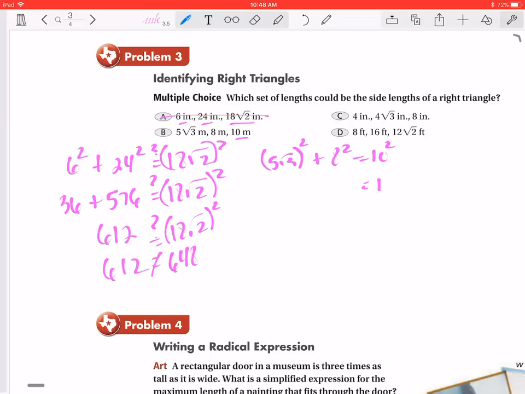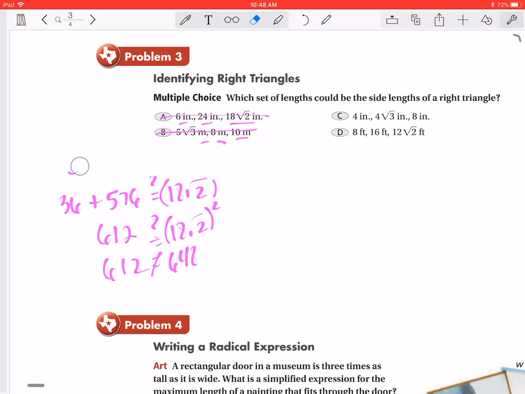All right, so 10 squared is 100, 8 squared is 64. Now let's put it in our calculator. We're going to put 5 square root of 3, sorry, and square that. That's going to give us 75. 75 plus 64 is going to give us 139, which is not equal to 100. So this is also not a side length for a right triangle.